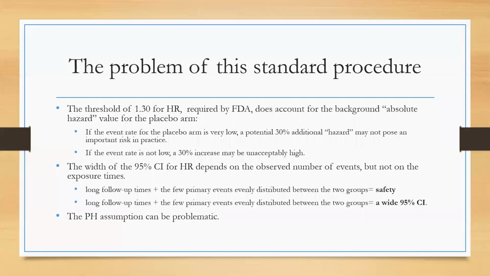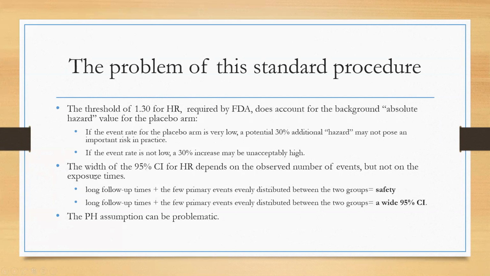Although the hazard ratio in that case would be 50% roughly, right? And if, on the other hand, the event rate is not very low, then a 30% increase, which is the boundary allowed by the FDA criteria, might not be acceptable, right? So here is a limitation: why do we set up this threshold? Because we don't have the reference information, this threshold itself can be a problem. Nobody understands whether a hazard ratio of 1.3 is too high or acceptable.